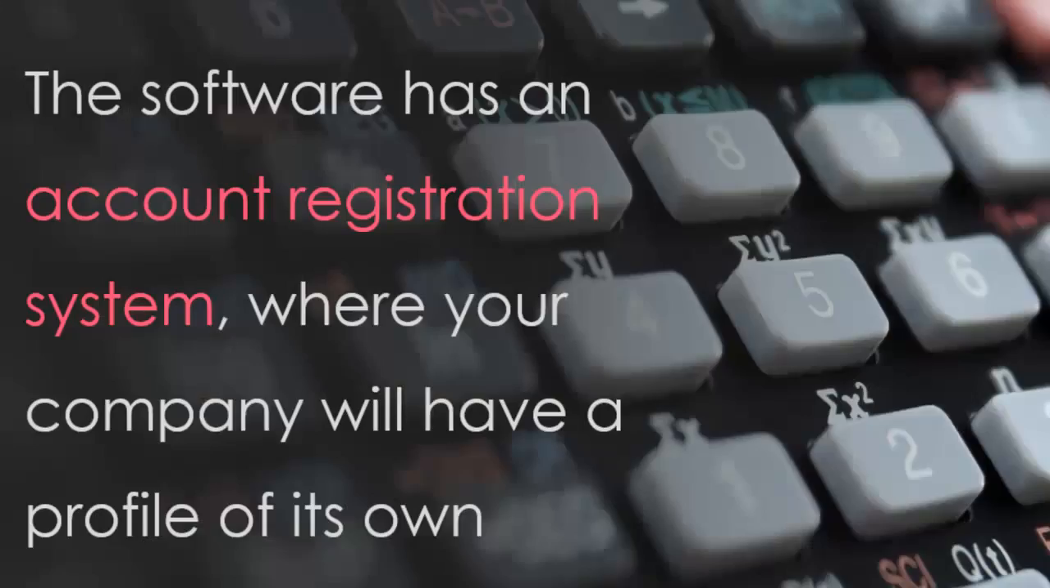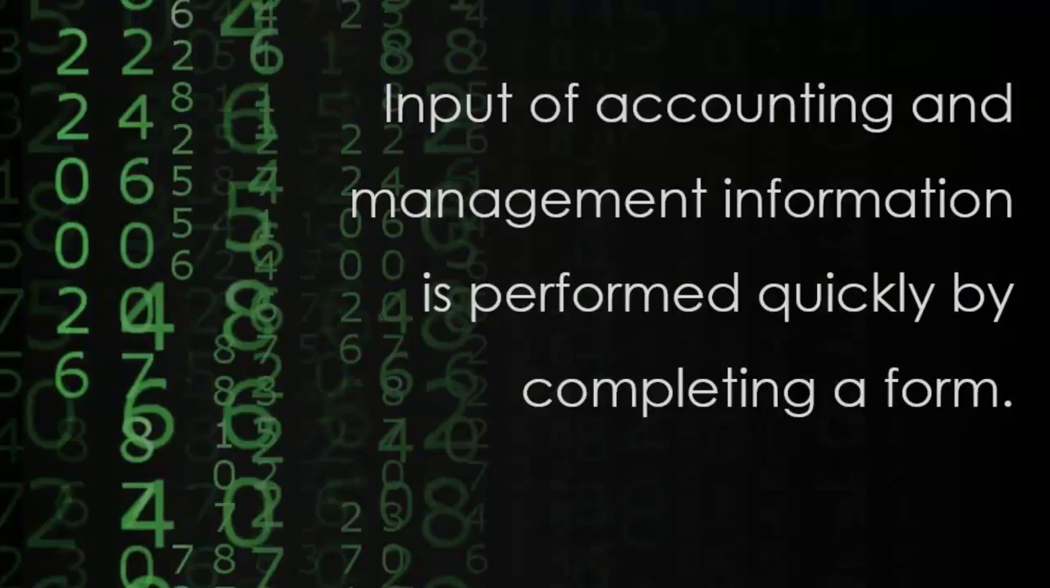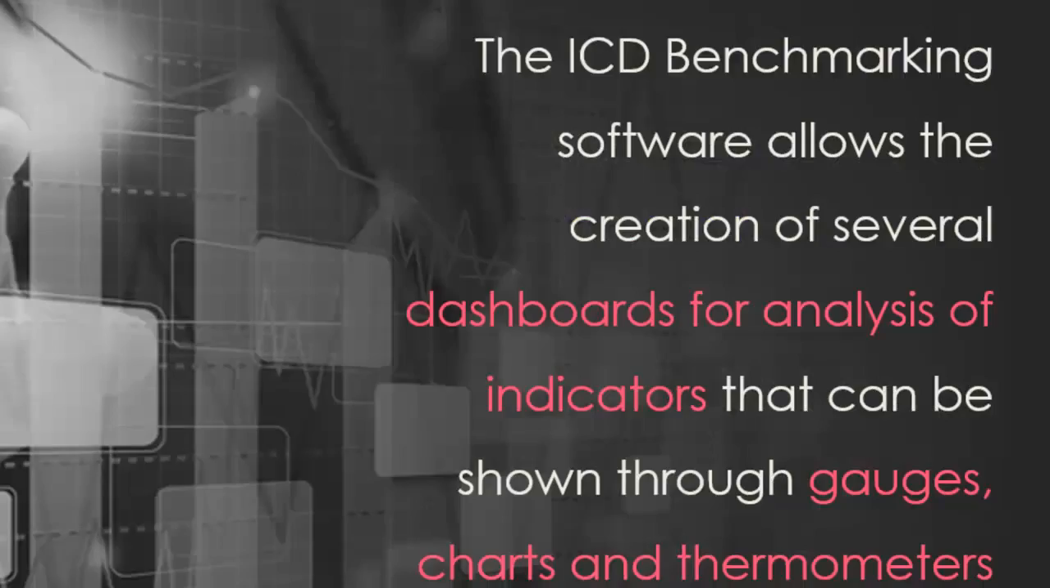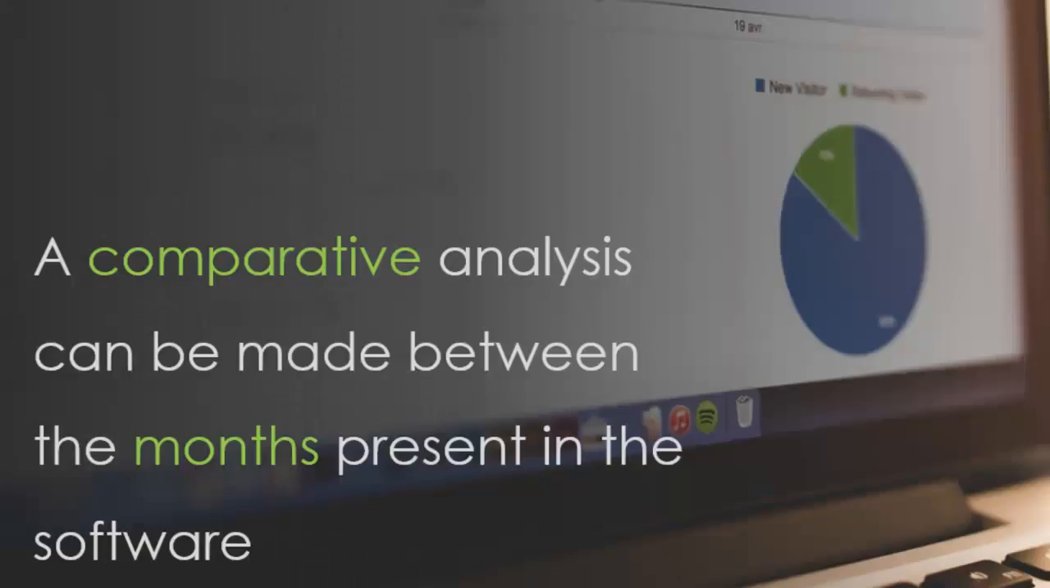The software has an account registration system where your company will have a profile of its own. Input of accounting and management information is performed quickly by completing a form. The system includes 26 indicators for business performance analysis divided into 5 major groups. The ICD benchmarking software allows the creation of several dashboards for analysis of indicators that can be shown through gauges, charts, and thermometers. A comparative analysis can be made between the months present in the software.